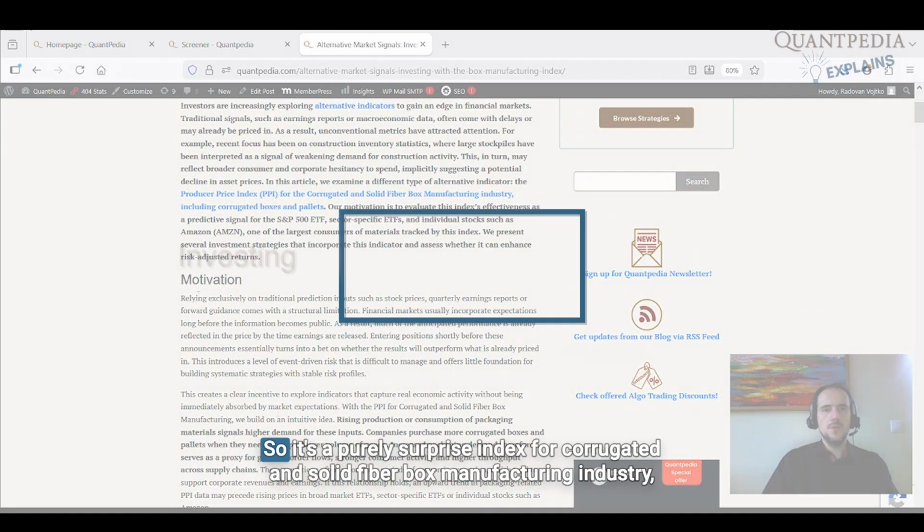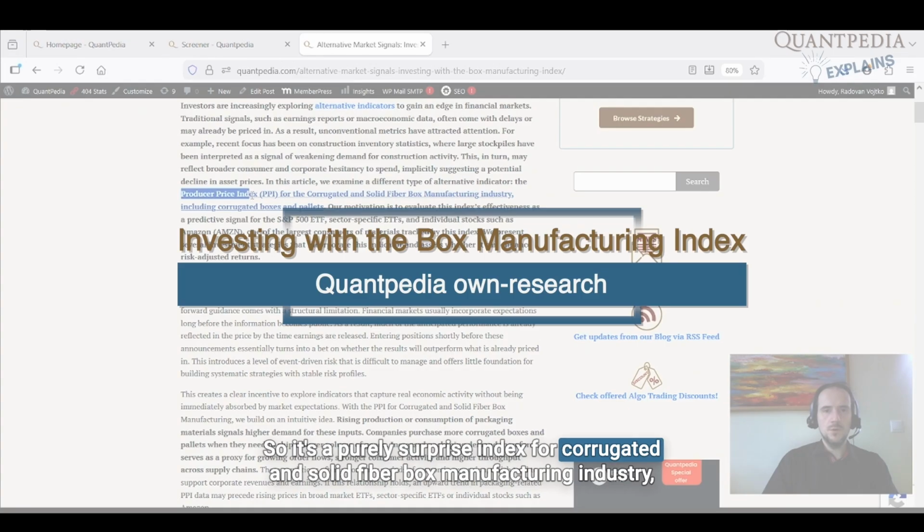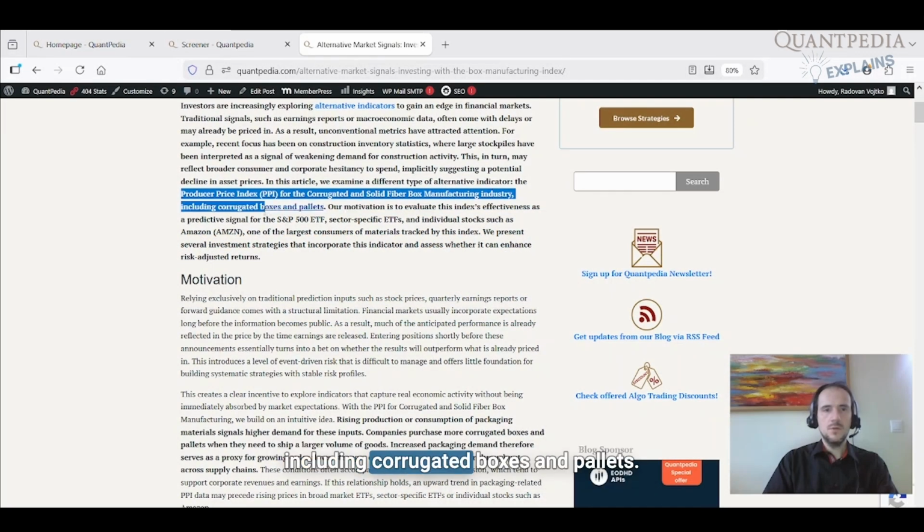What is the dataset? It's a producer price index for the corrugated and solid fiber box manufacturing industry, including corrugated boxes and pallets. It sounds awful. So what does it mean?